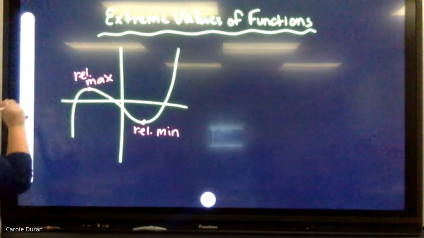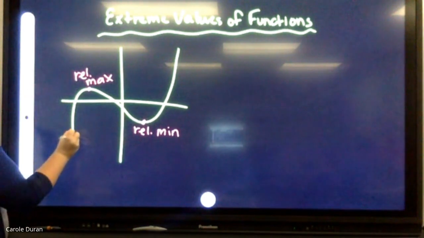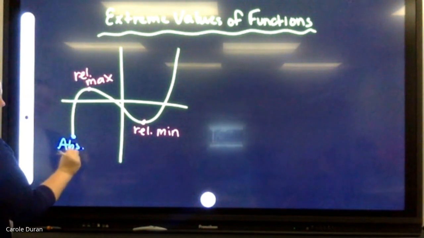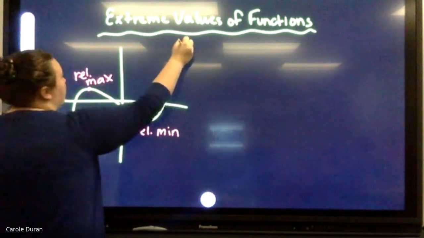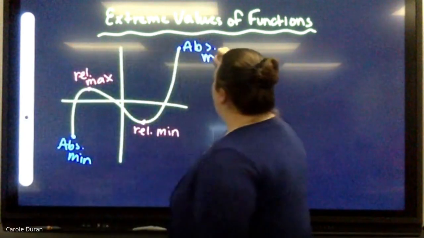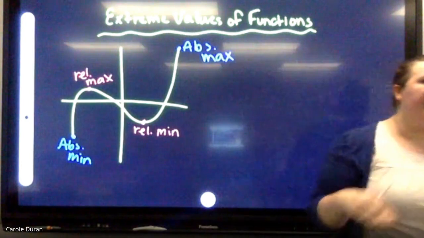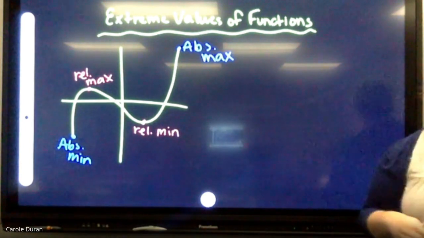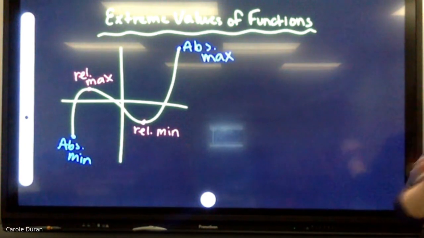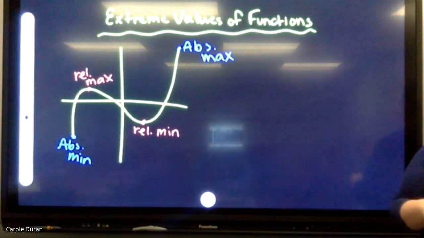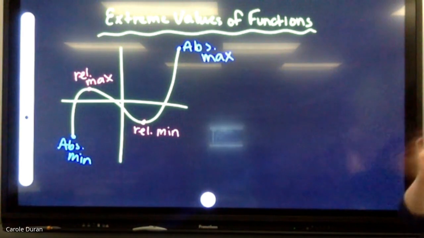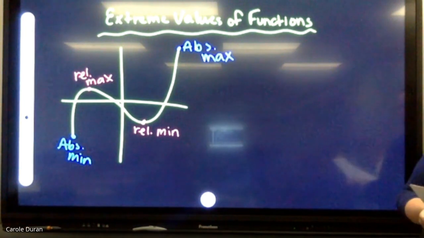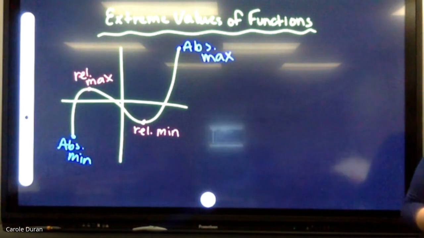So if this is where my graph stopped, then this would be my absolute minimum, and this would be my absolute maximum. So our absolute extrema are the highest or lowest on the entire graph, on the domain that we're looking at. Okay, so it also goes by the domain. Relative or local are just the hills and valleys. Absolute are the highest or lowest on the entire graph. Hopefully you already know this somewhere in your brain because I know we've gone over it. So I just wanted to remind you what it was.